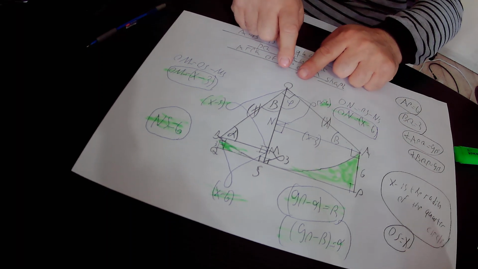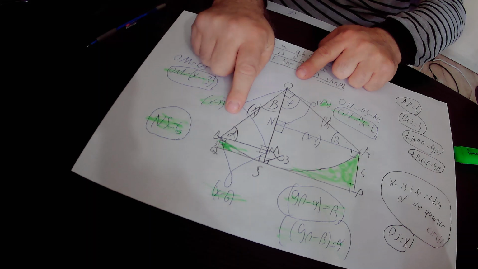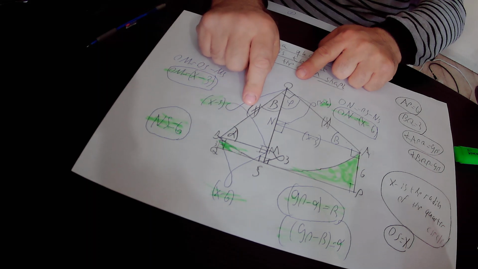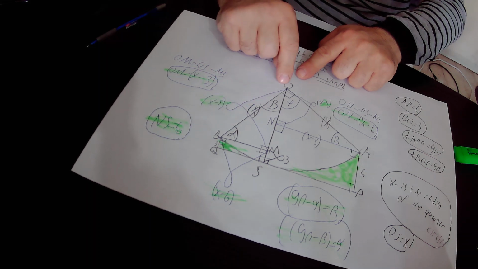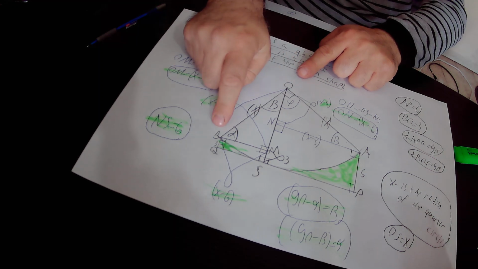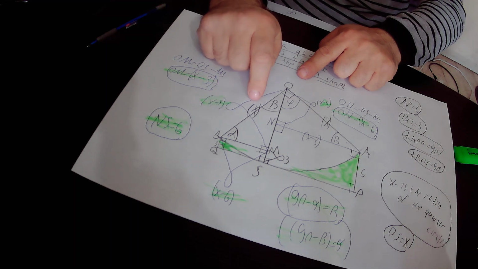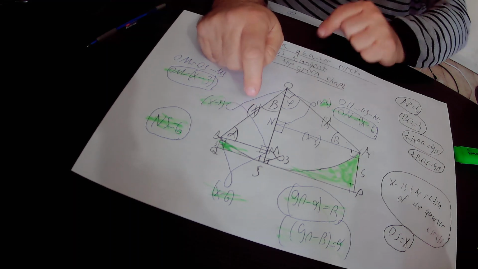Likewise, what is the definition of line segment OB? Line segment OB is also the radius of the quarter circle, that is equal to x, because it starts from the center of the quarter circle and ends at point B, that is the point of the quarter circle itself. This is exactly the definition of a radius, therefore OB is also equal to x.